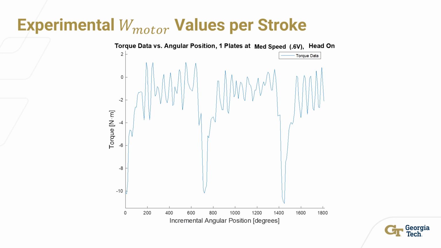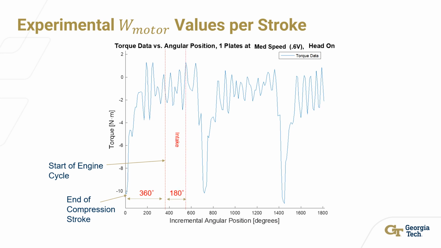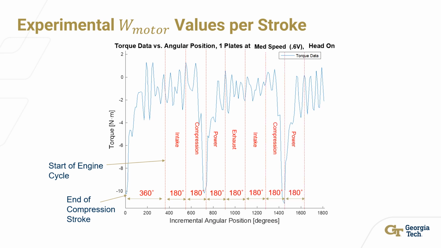However, to analyze each stroke, the data must be segmented. In the first 4 strokes, or in the first 720 degrees of data collection, the lowest torque value always falls at the end of the compression stroke, and each stroke is 180 degrees. Thus, 360 degrees after the lowest torque value was set as the beginning of the engine cycle. Using this knowledge, the data was segmented at 180 degree increments, and 2 full engine cycles were averaged based on the associated stroke.